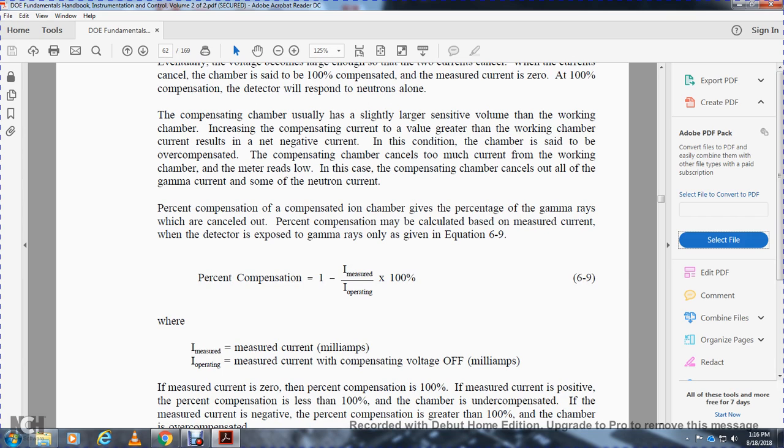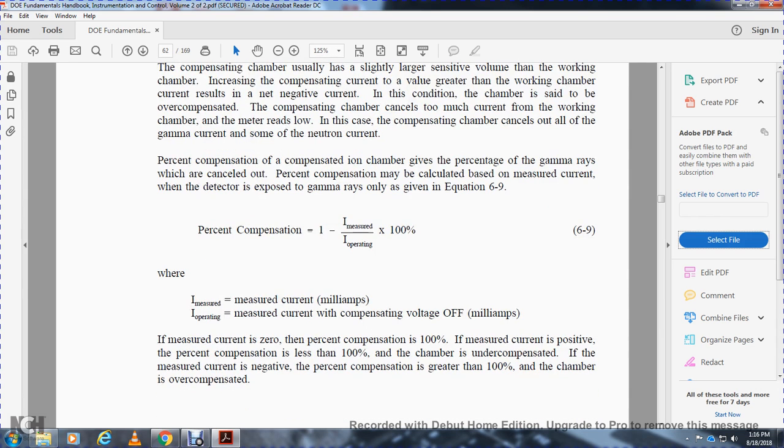The percent compensation of a compensated ion chamber gives the percent of the gamma rays which are canceled out. The percent compensation may be calculated based on the measured current with the detector exposed to gamma rays only, using equation 6-9. Percent compensation is equal to 1 minus the measured current in milliamperes over the measured current with zero compensating voltage in milliamps, times 100%. If the measured current is 0, the percent compensation is 100%. With a percent compensation less than 100%, the chamber is undercompensated. If the measured current is negative, the percent compensation is greater than 100% and the chamber is overcompensated.